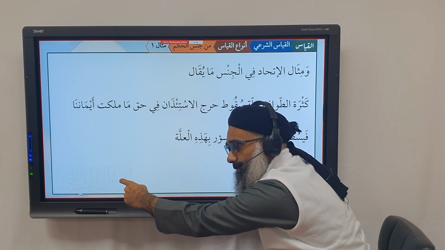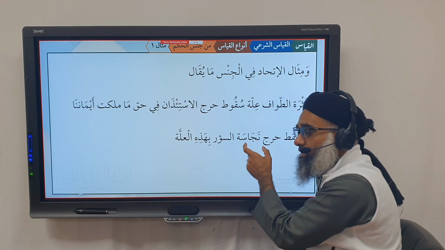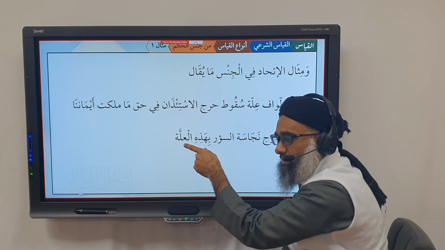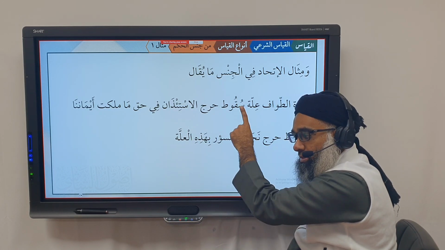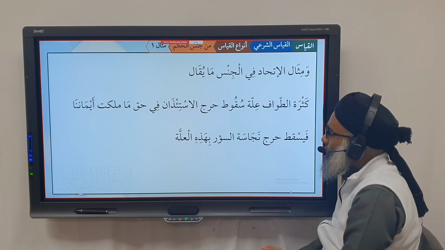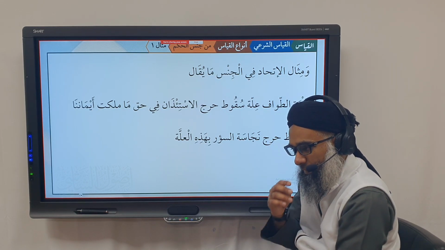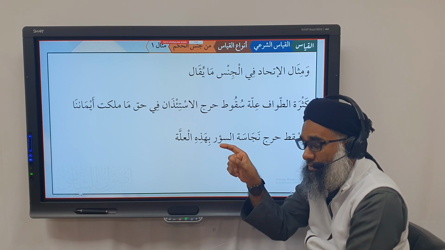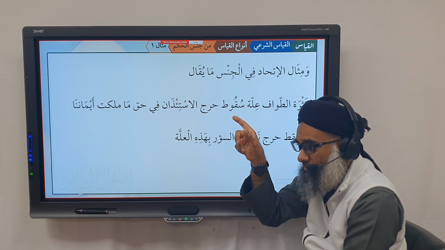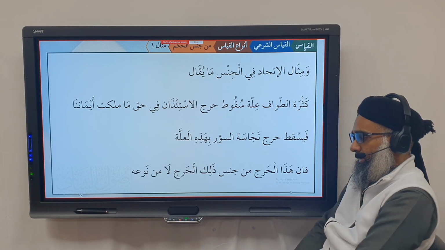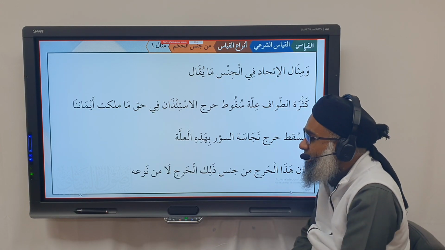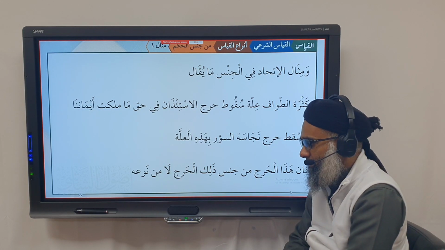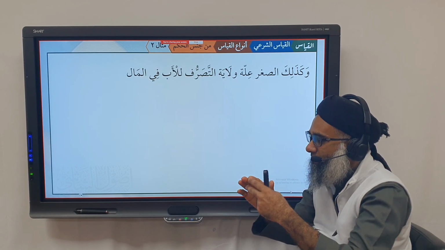سؤر الحرة and سؤر سواكن البيوت, same note. And then you have سقوط حرج الاستئذان and سقوط نجاسة السؤر. That's the same جنس. فهم؟ فيسقط حرج نجاسة السؤر بهذه العلة. Are you following? Because استئذان and najasa are different. Same سقوط الحكم is سقوط الحرج. Same جنس but different, they're from the same جنس. فإن هذا الحرج من جنس ذلك الحرج لا من نوعه. Do you understand? Yes.